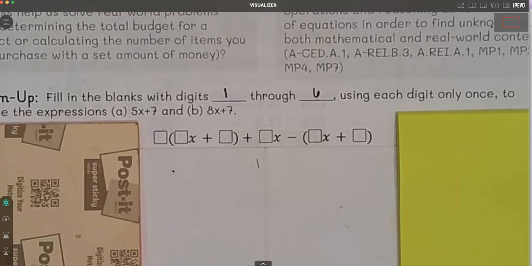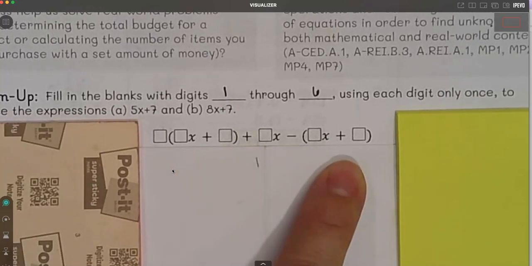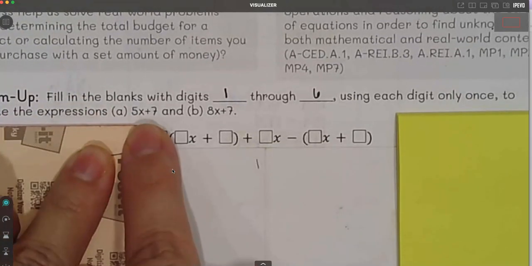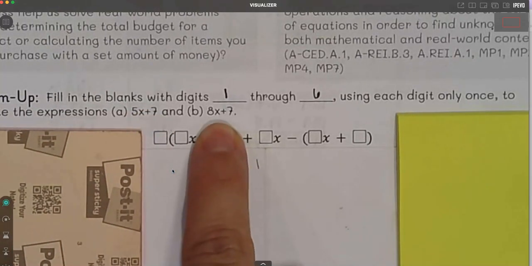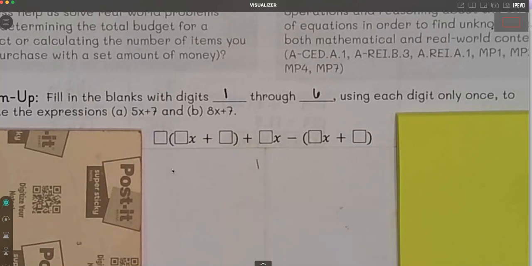Okay, you have numbers 1 through 6. You need to put them in the blanks in some order that creates this when you simplify it, and then in some other order where it creates this when you simplify it. Does that make sense?